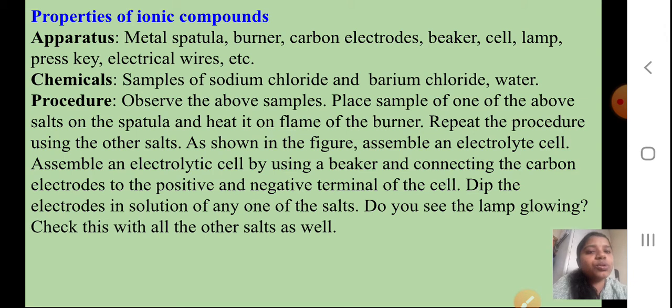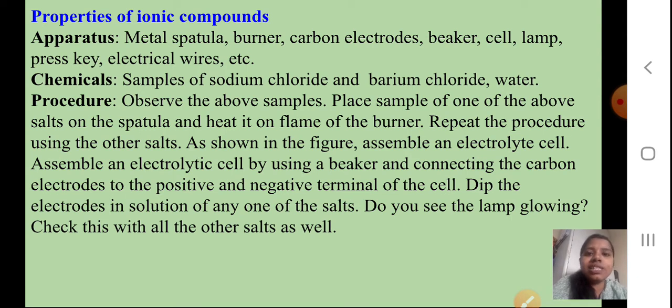Procedure. Observe the above samples. Place a sample of one of the above salts on the spatula and heat it on the flame of a burner. The spatula is like a spoon, so I will take some sodium chloride, for example, and heat it on the flame. Then repeat the procedure using the other salt, as shown in the figure in the next slide.